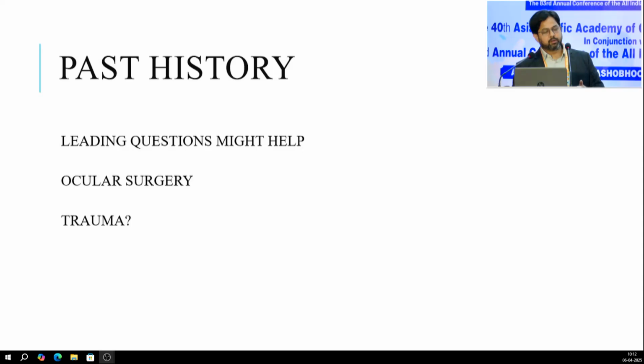Past history is very important, and leading questions might help here. Please ask about previous ocular surgeries because if you don't ask, the patient might not mention refractive surgeries. And everything changes because the biometry changes completely. And you need to ask about trauma. When I see a white cataract in a younger patient, I do ask about trauma, diabetes, and recent intravitreal injections.